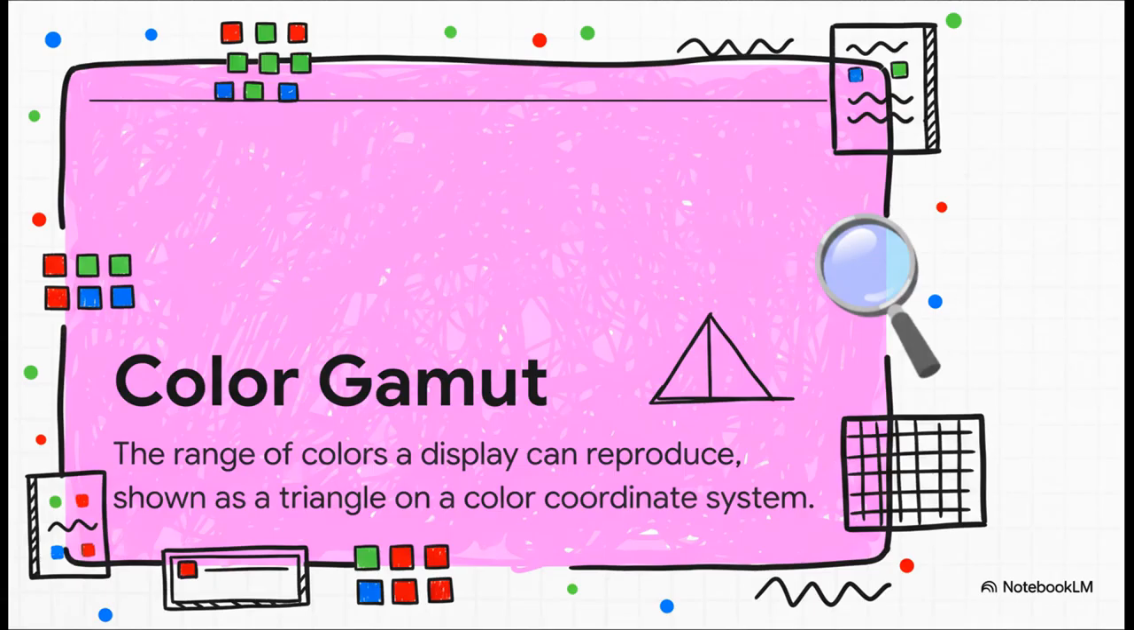The easiest way to picture it is to imagine a chart that contains every single color the human eye can possibly see. It looks like a colorful horseshoe. The color gamut of your display is shown as a triangle inside that chart. The 3 points of the triangle are the purest red, green, and blue your screen can possibly make. Any color inside that triangle is a color your display can show. So it's simple. A bigger triangle means a wider range of more vibrant colors.